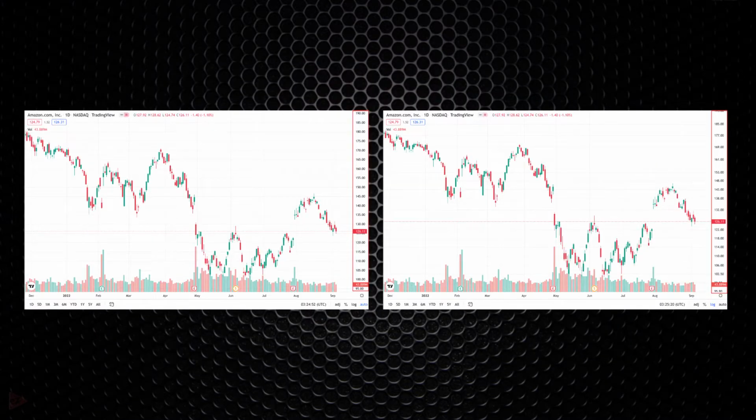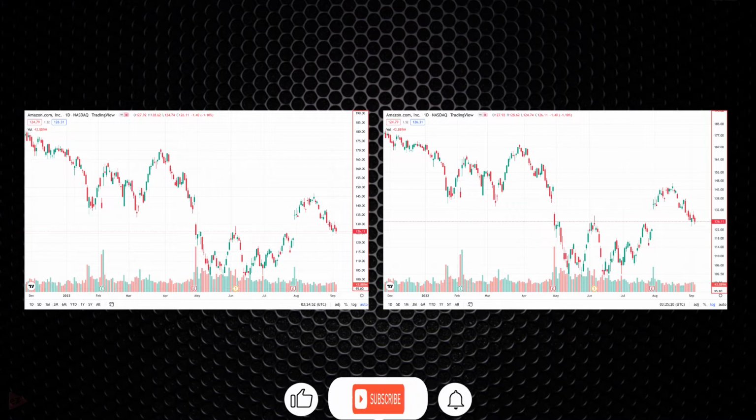The logarithmic chart does not change anything in terms of the actual price. It only changes the distance between each price interval. The difference is purely visual, that's what I'm trying to say.